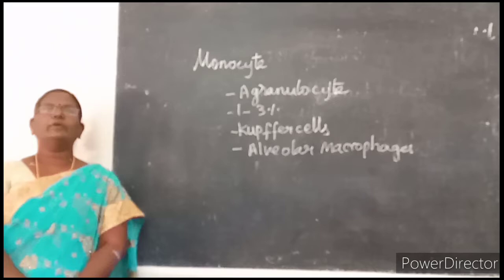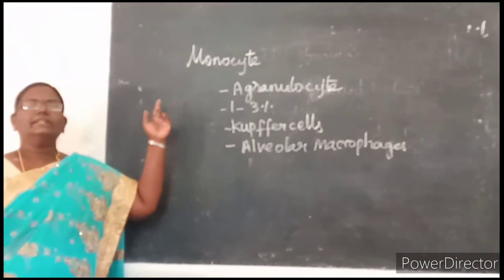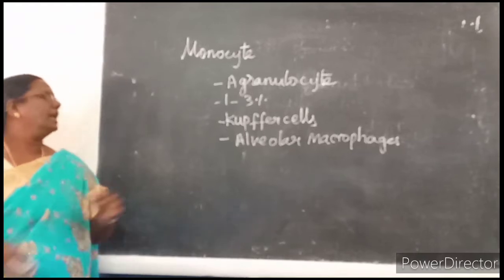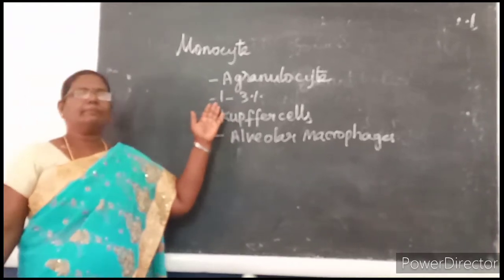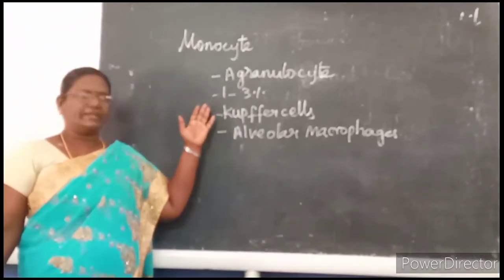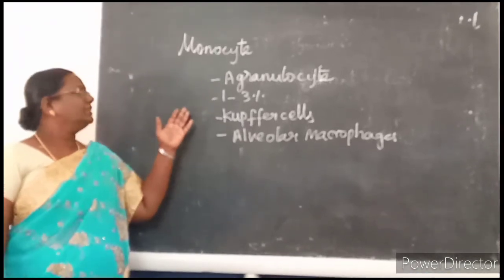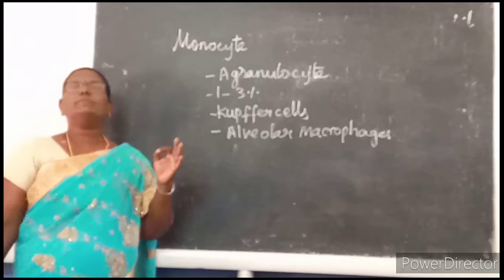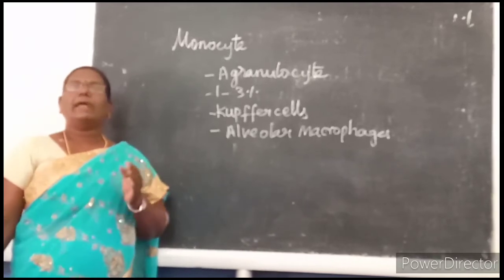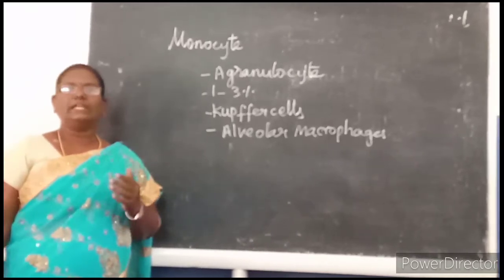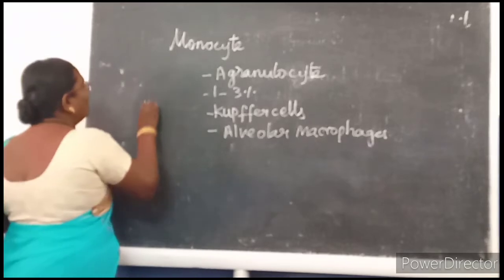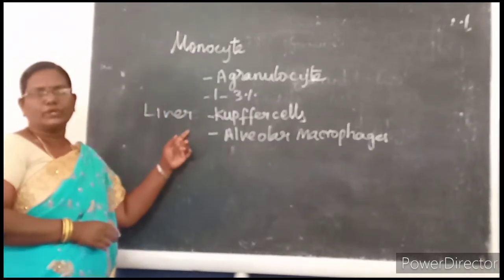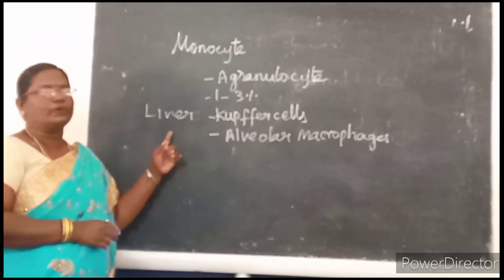Next, we learn about the monocyte. This monocyte is also an agranulocyte, and it consists of 1 to 3% of the total WBC cells. If the monocyte is in the central nervous system, it forms as microglia. In the sinuses of the liver, the macrophages are formed. That is known as what? Kupffer cells. It's a one mark question.